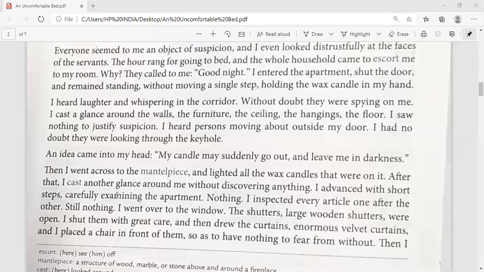And I placed a chair in front of them. So on the safe side, what did he do? He placed one chair in front of the curtain so that not even a single ray of sunlight or any light could enter the room. Okay, so as to have nothing to fear from without. So he was thinking that I should not be fearful, I should be careful rather. Okay, so this is the paragraph that we read yesterday.